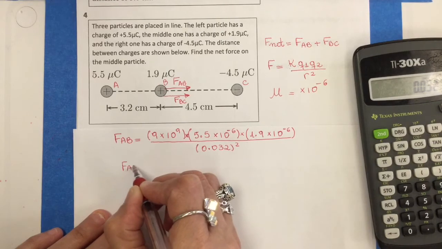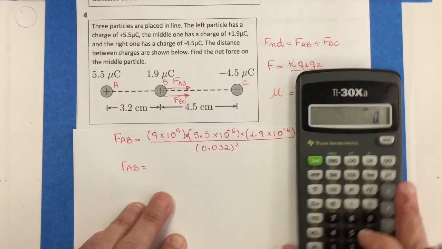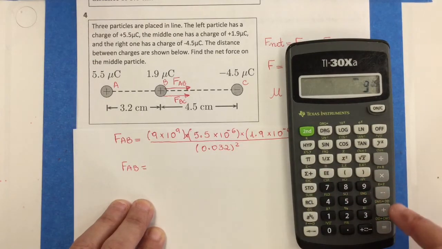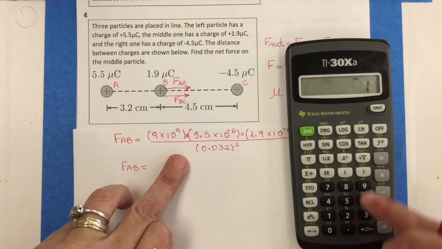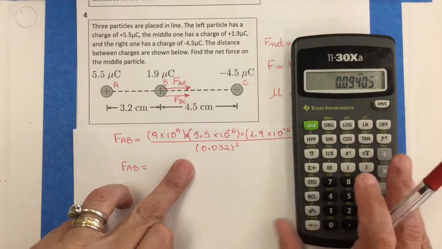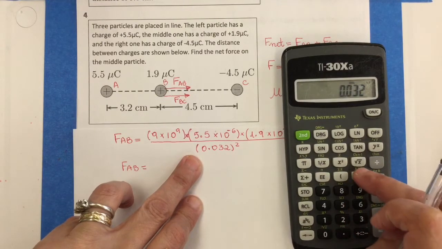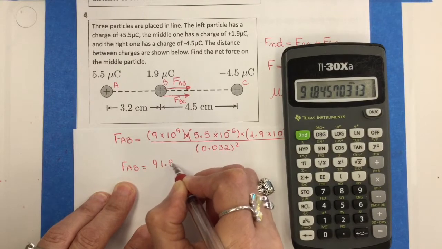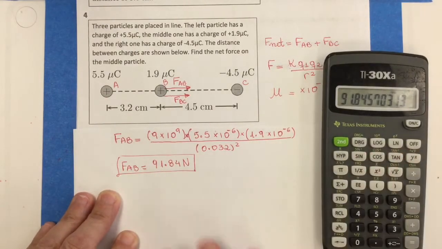So FAB is equal to, let's plug everything in the calculator. 9 times 5.5 negative 6 times 1.9 negative 6. So the product of all those three numbers is this. Now divided by, open parenthesis, 0.032, close, squared, equal. So this force, FAB, is equal to 91.84 newtons. So that's our partial result.